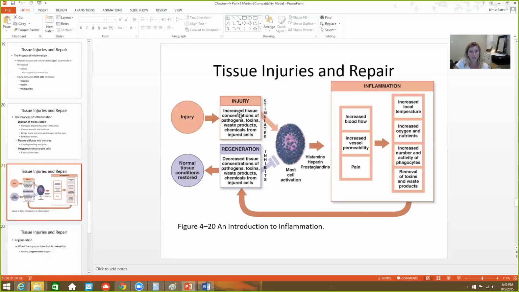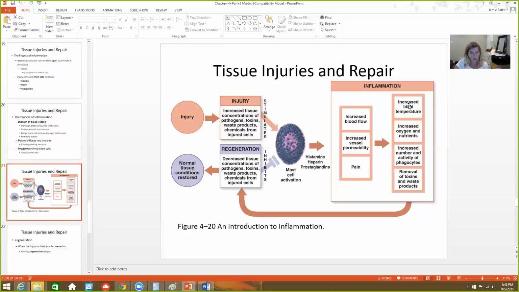You have your injury, so all of your injured cells are going to start releasing some type of signal in the form of a prostaglandin or chemical, stimulating the mast cells. Mast cells produce histamine, heparin, which are going to increase blood flow, increase vessel permeability, meaning more oxygen can come in, more carbon dioxide can leave. It's also going to cause some pain.